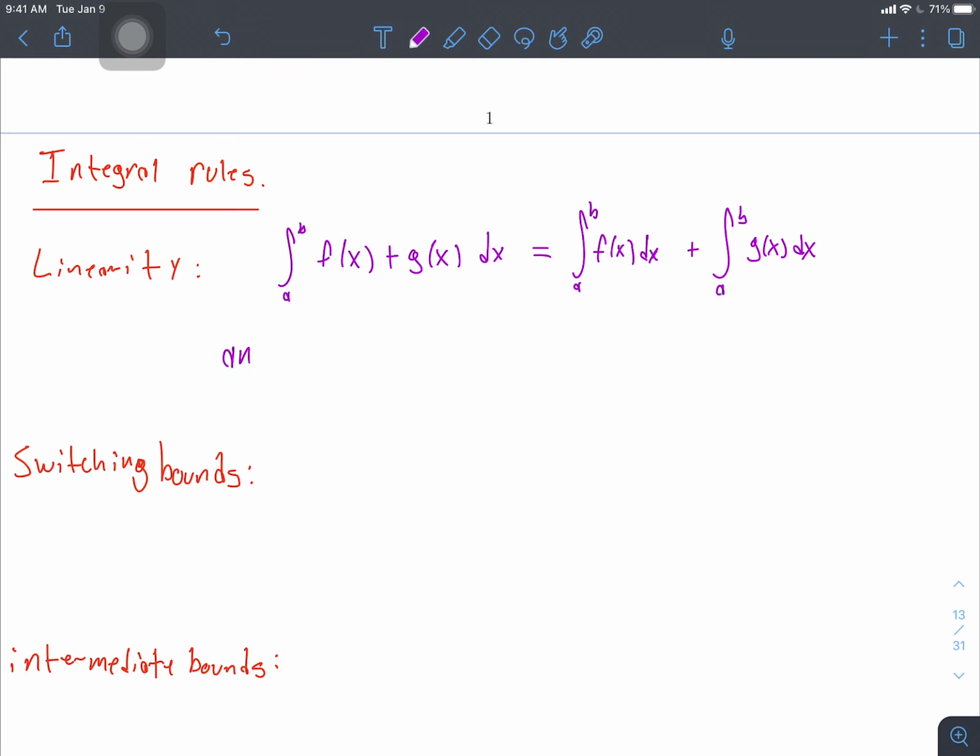Okay, and by extension, since multiplication is nothing but repeated addition, we also get a multiplication rule, right? If we multiply by a constant inside of an integral, we can pull that constant out.